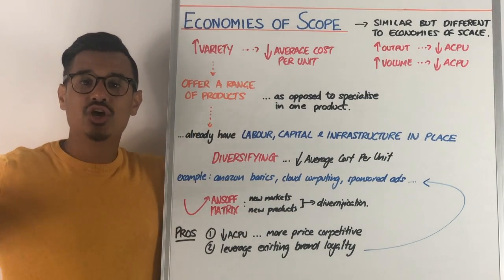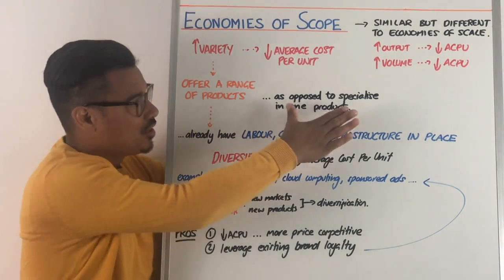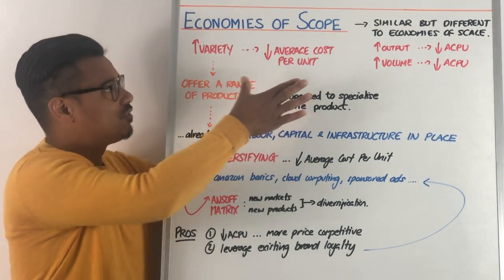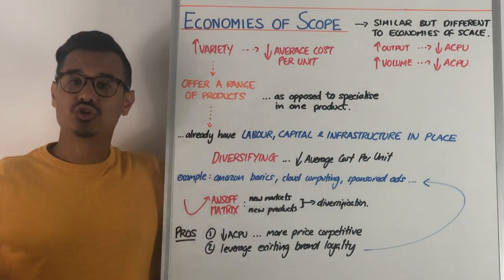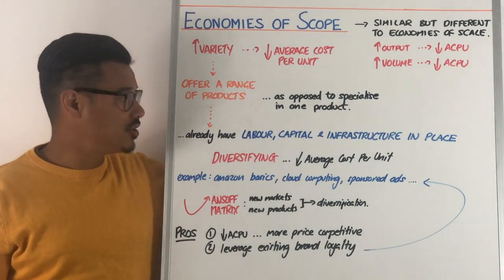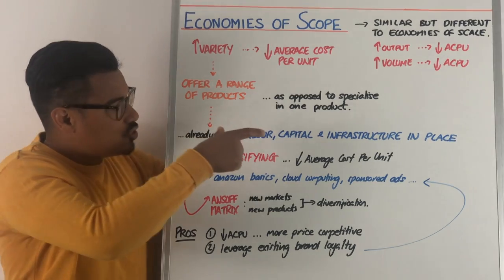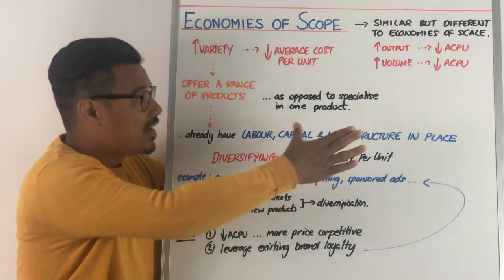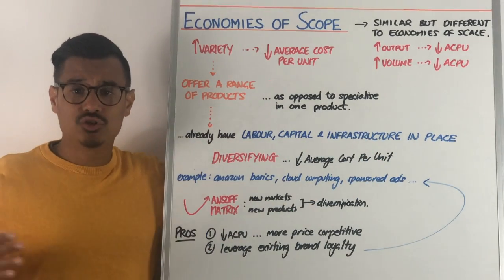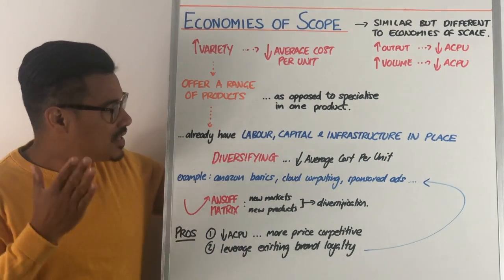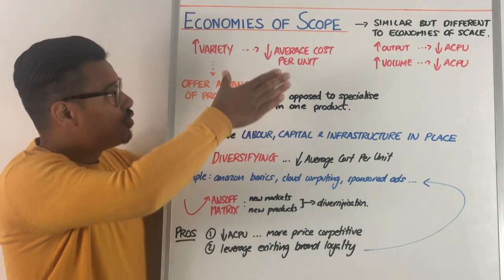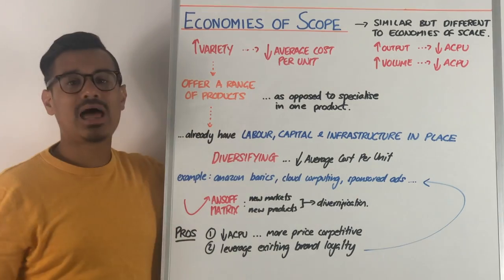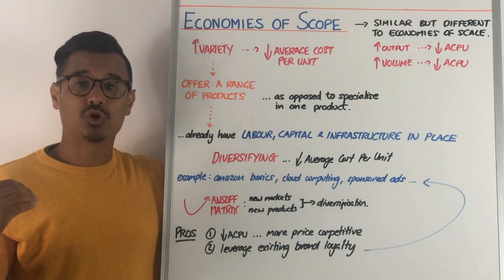And the idea is as you offer a range of products, as opposed to specialising in just one product, you are offering variety. And that variety allows you to reduce your average cost per unit. The reason is that you already have your labour, your workers, your capital, your machines, and your infrastructure, your factory, your warehouse. You already have it in place. So that allows you to distribute your costs across the variety of products that you offer, and that allows you to reduce your average cost per unit.